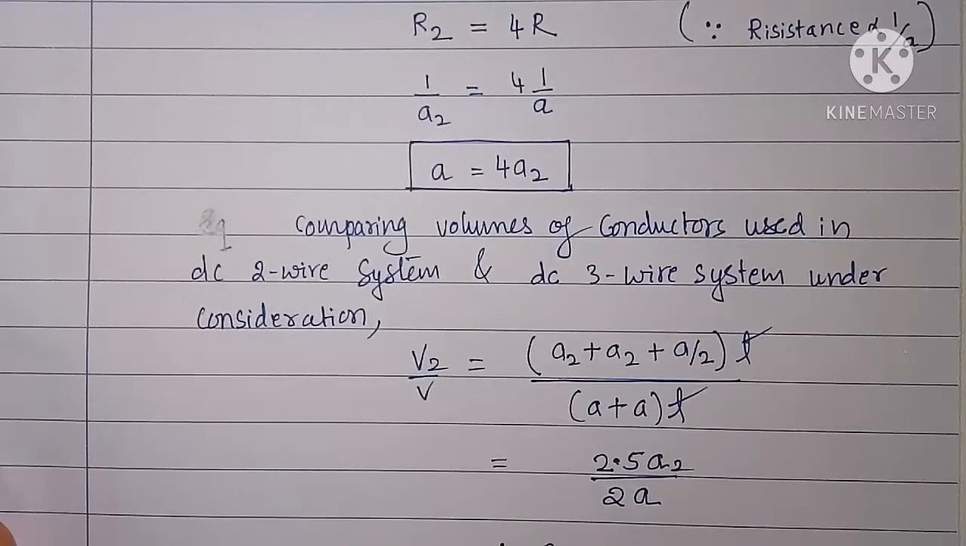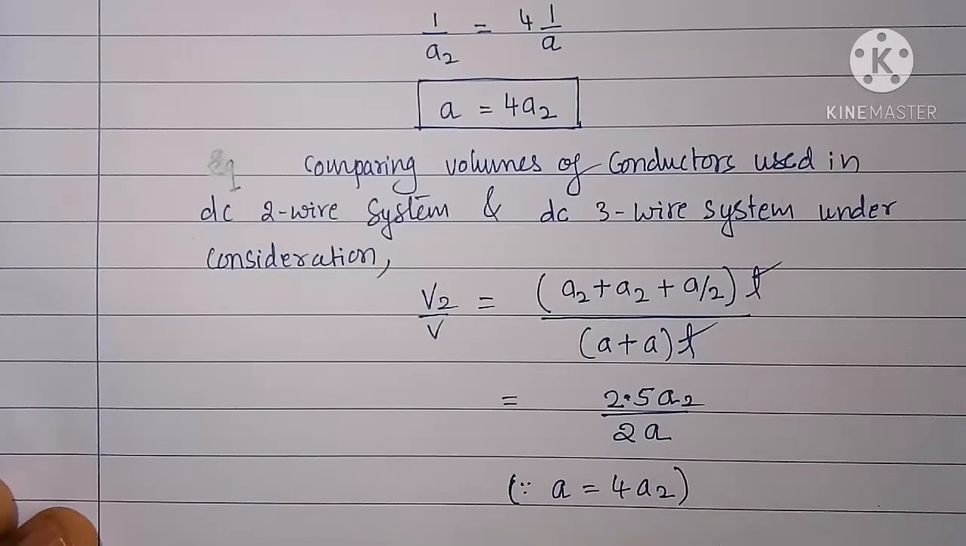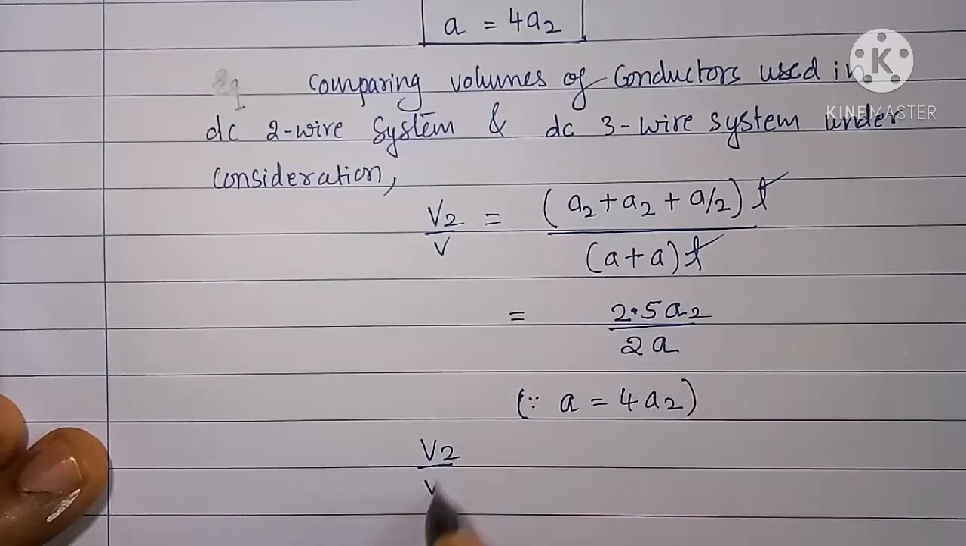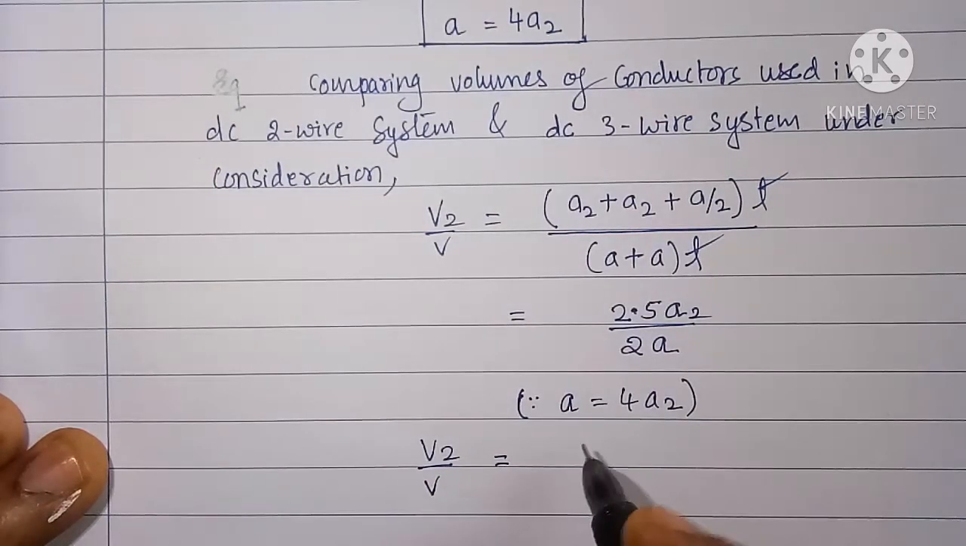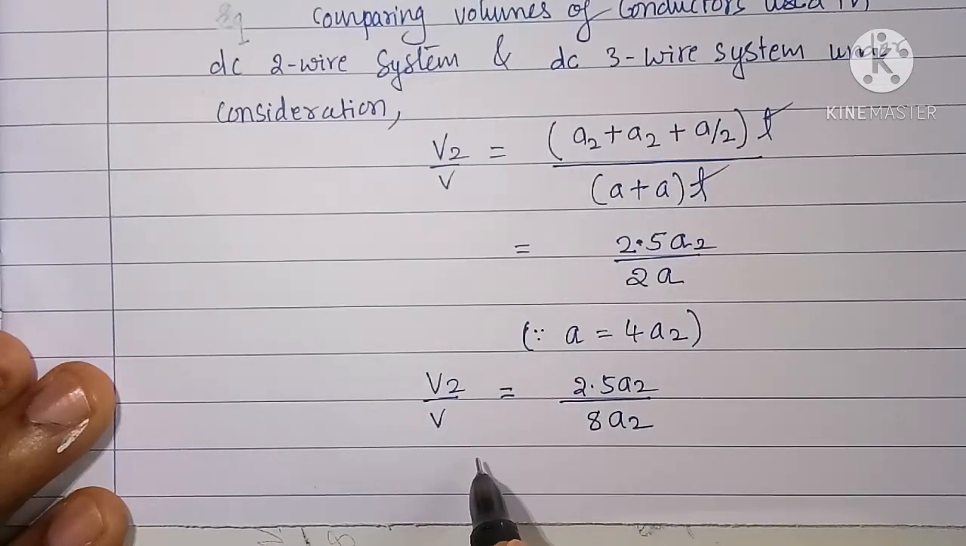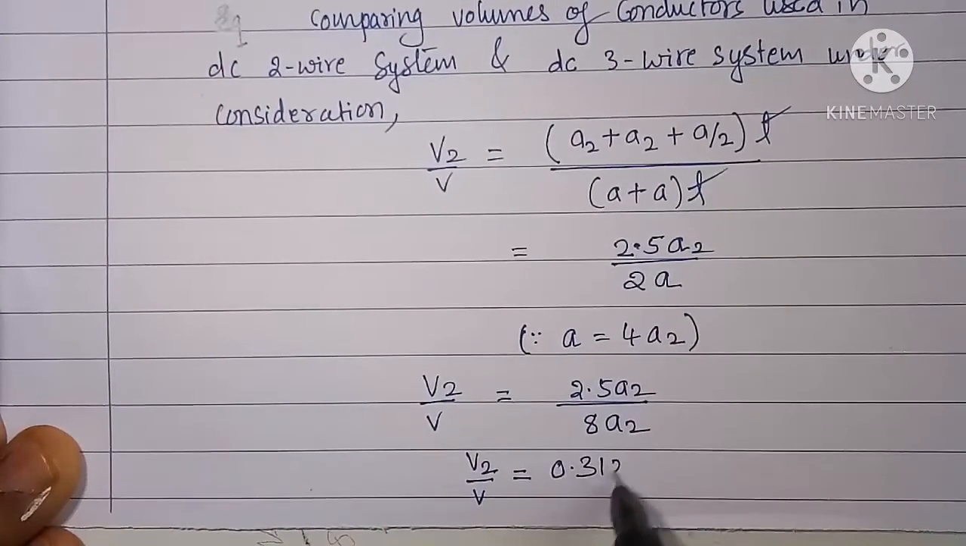but A is equal to 4 times A2. Since A is equal to 4 times A2, V2 upon V will become 2.5 A2 upon 4 A2, which gives us V2 upon V is equal to 0.3125.